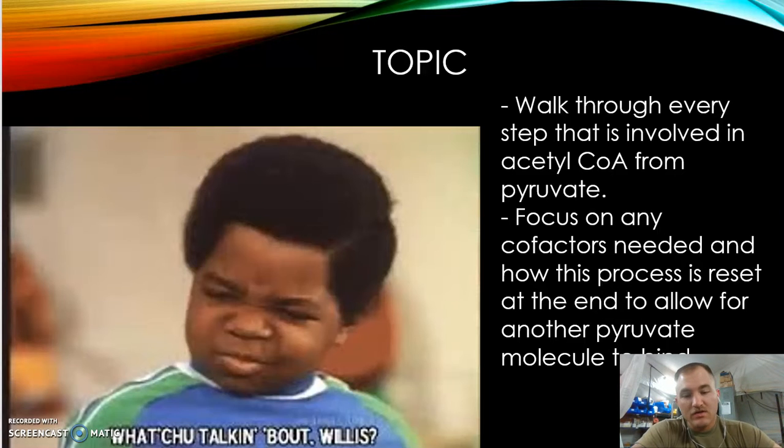Here's the topic. Here's what we're talking about. We're going to walk through every step involved in making pyruvate go to acetyl-CoA so that it can go into the citric acid cycle. We're asked to focus on any cofactors needed and how the process is reset at the end to allow for another pyruvate molecule to bind.